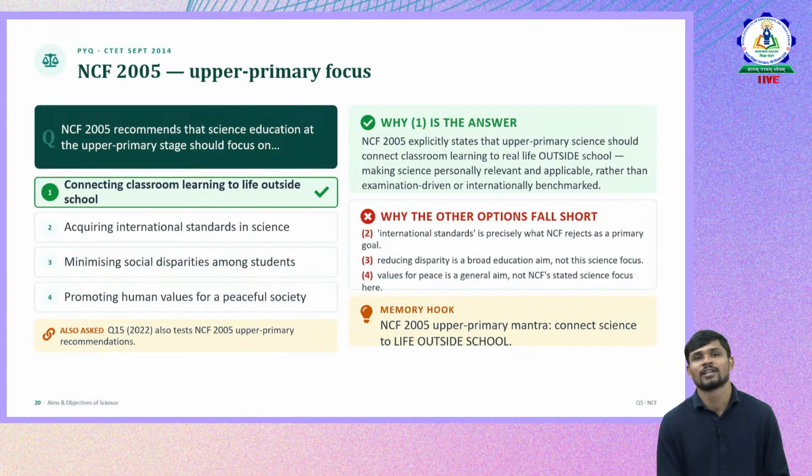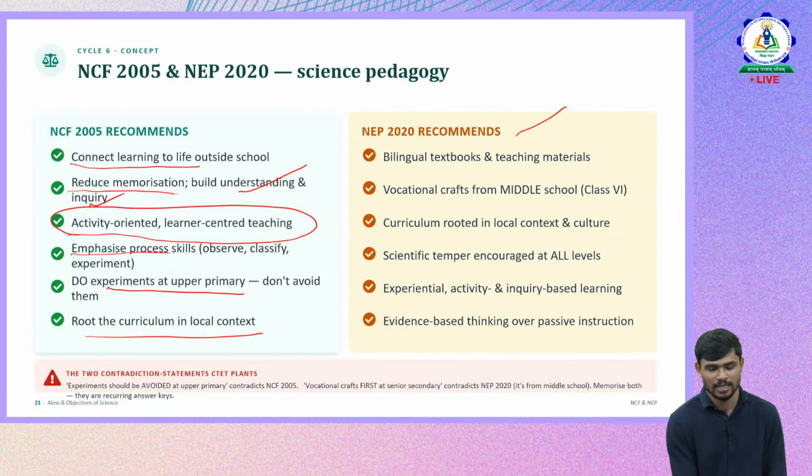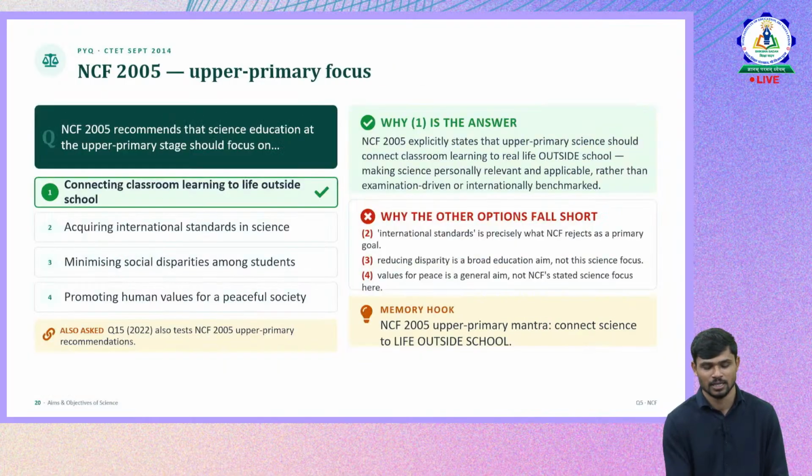NCF 2005 recommends that science education at the upper primary level should focus on... Again, it is related to the objectives of the upper primary stage with respect to science. Is it connecting classroom learning to life outside school, acquiring international standards in science, minimizing social disparities among students, or promoting human values for a peaceful society? As we saw, connecting learning to life is the first and foremost objective of science according to the recommendations of NCF 2005. The correct option is this.